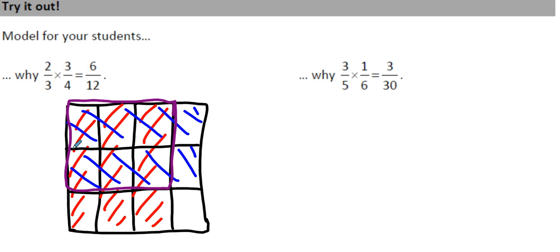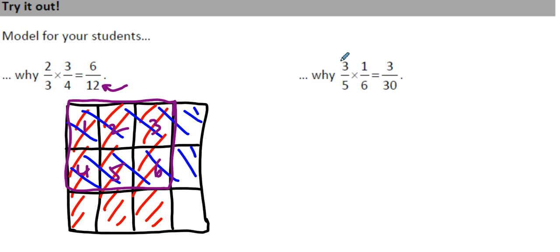Well, how does that compare to the original whole? If we slice by fourths this way and slice by thirds this way, that's 12 pieces. And we have chosen 1, 2, 3, 4, 5, 6 of those 12 pieces. So 2/3 times 3/4 is 6 over 12.